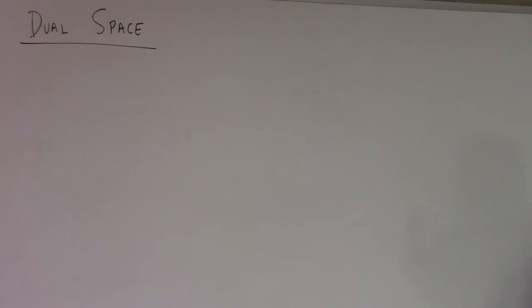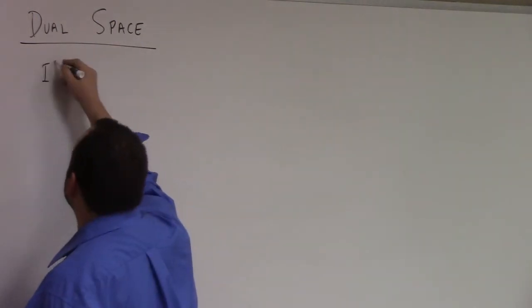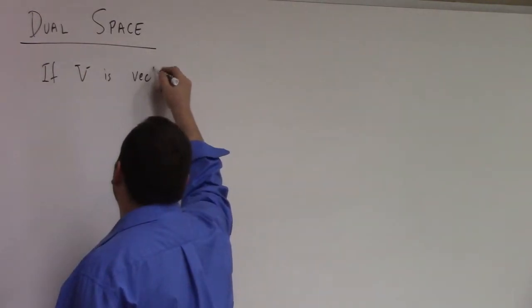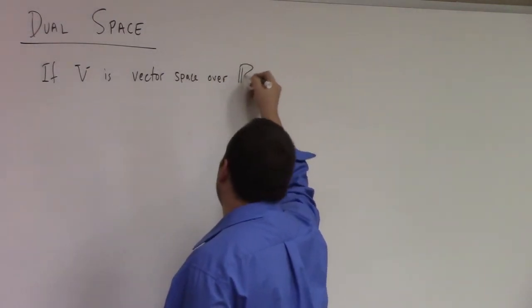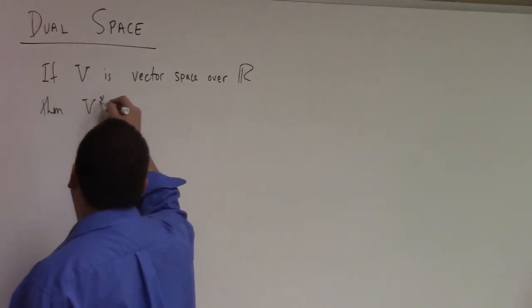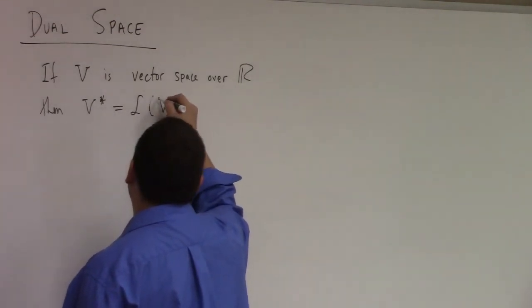What we're after today is to describe what a differential form is. Differential forms are very interesting, and we'll see what they are as we go on today. Dual space. If V is a vector space over the reals, then V dual is equal to the linear transformations from V to the reals.